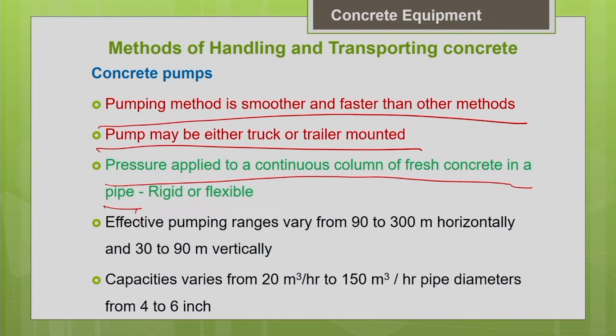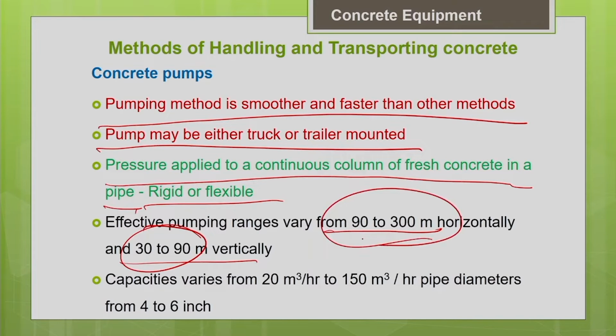That pipe can be either a rigid pipe or a flexible pipe. And you are facilitating the flowing of concrete through pipelines, and the pipelines will be taken to the actual placement location. This can cover a horizontal distance of say 90 to 300 meter, and vertically 30 to 90 meter. Obviously, when you pump against gravity, the reach is relatively lesser when compared to the horizontal reach possible.